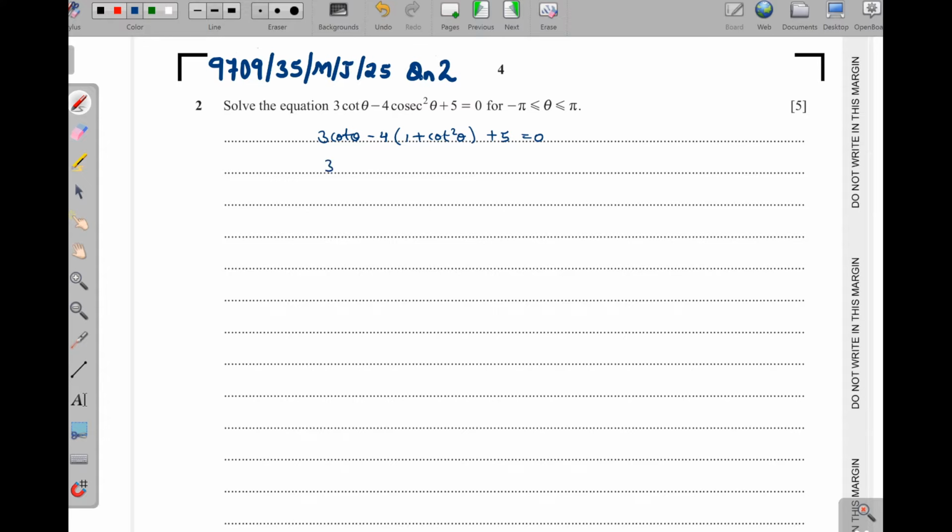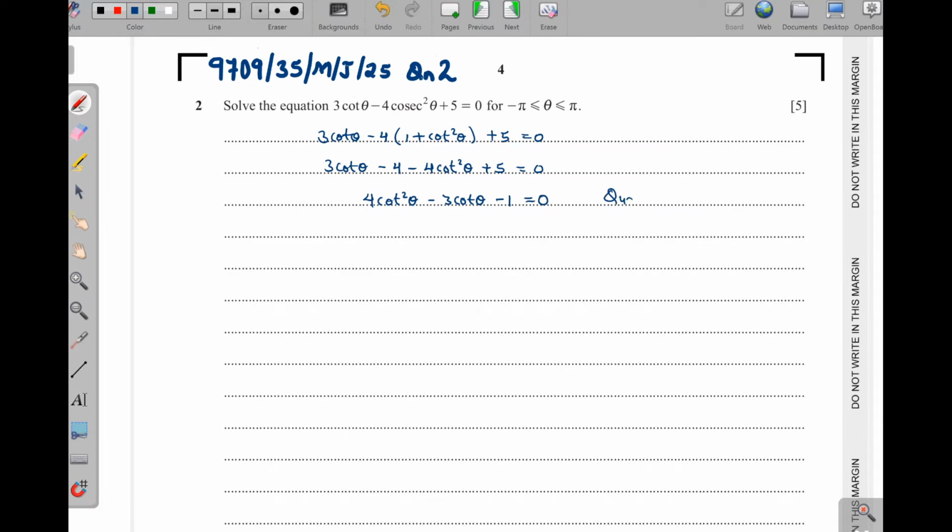So when you open the brackets, this is 3 cot theta minus 4 cot squared theta plus 5 is equal to 0. I can take everything this side so that I have the coefficient of cot squared positive, so we shall have 4 cot squared theta, then minus 3 cot theta. This is minus 4 plus 5, it gives us a 1, right? Then when it crosses, it becomes a negative, which is equal to 0.